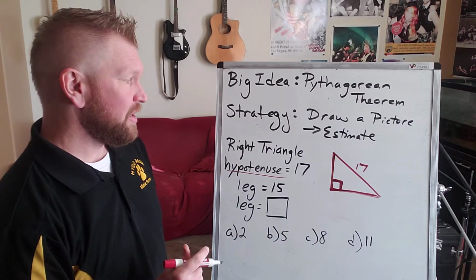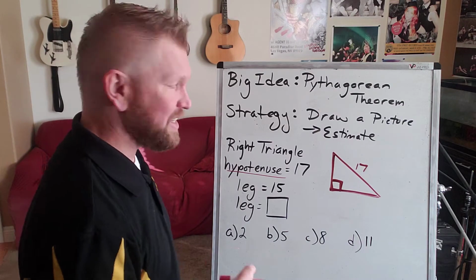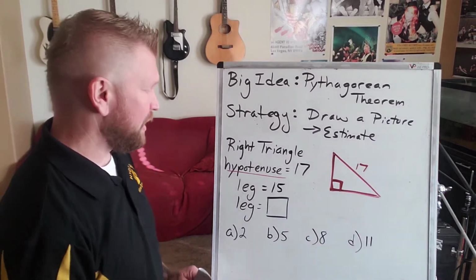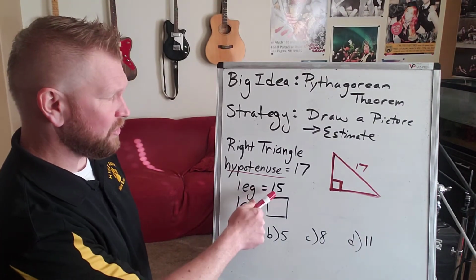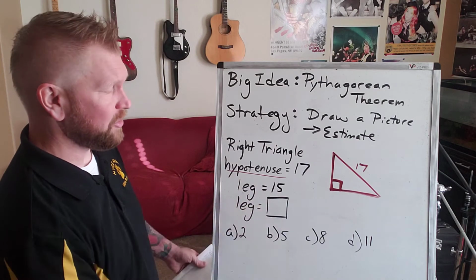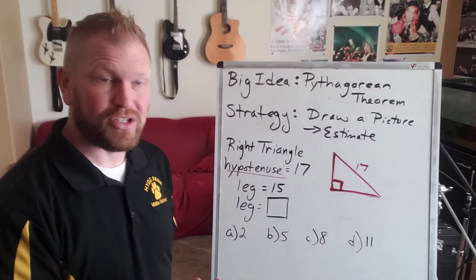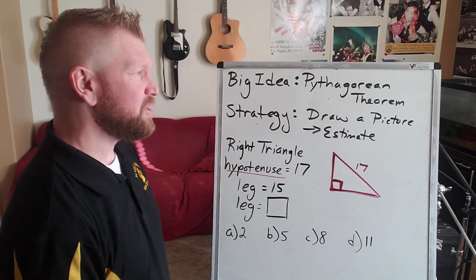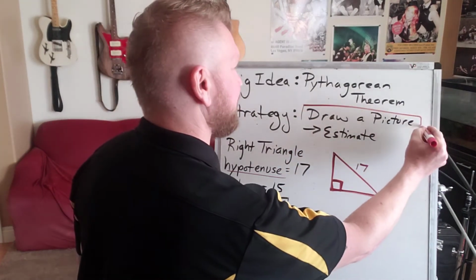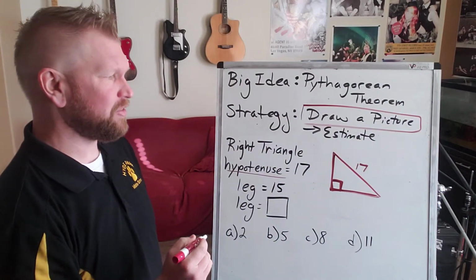Okay, now the two other sides are called legs. That's actually not in the word problem, but I wrote them on here. So one leg is 15, the other leg we don't know. That's what we're trying to figure out. What is that third side? Now, we want to try to draw this picture as accurately as possible so that we get a good estimate.